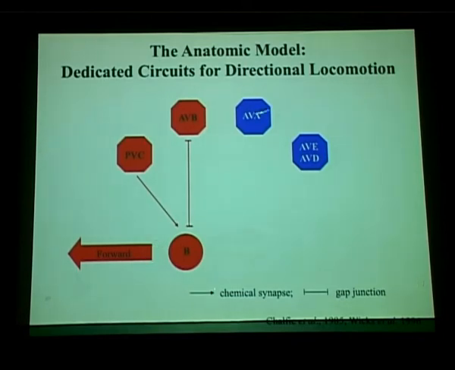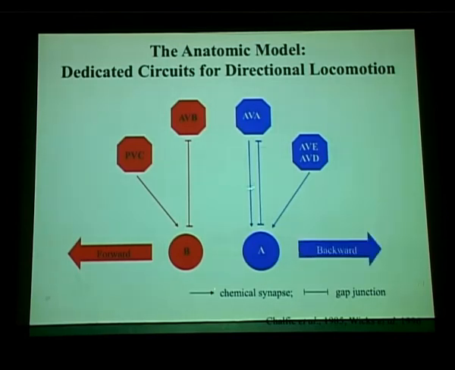And ablation of combinations of the AVA, AVD, AVE blue premotor interneurons makes the animal unable to generate backward movement, while the forward locomotion is still relatively intact. And coincidentally, all these are the premotor interneurons that generate chemical synaptic input as well as gap junction coupling to the A-class motor neurons.